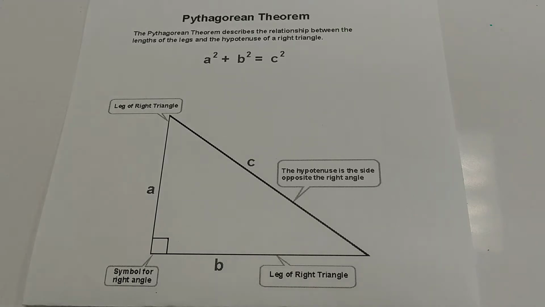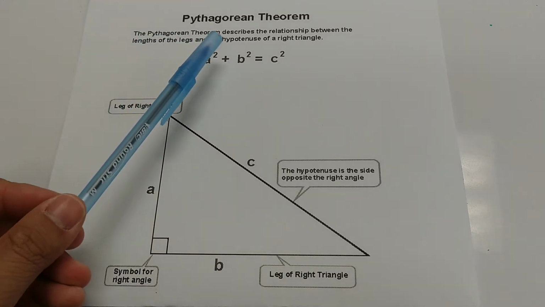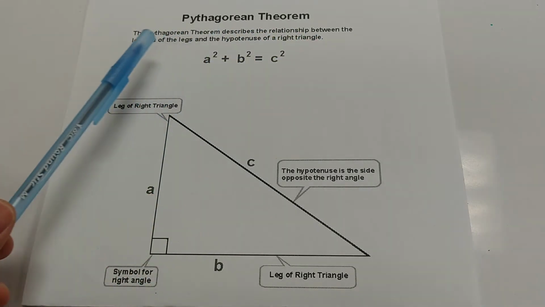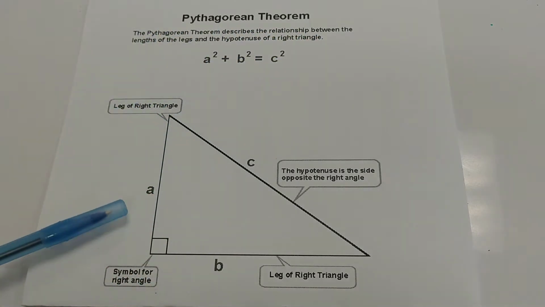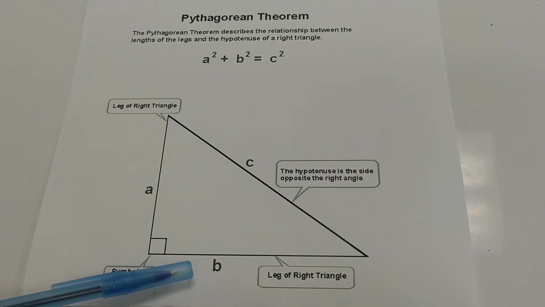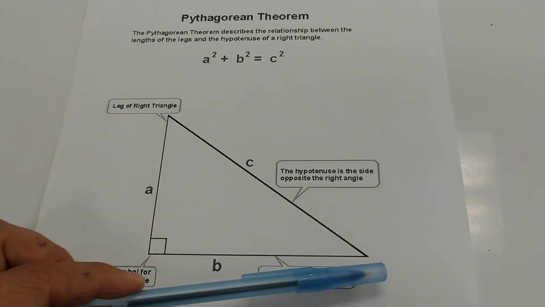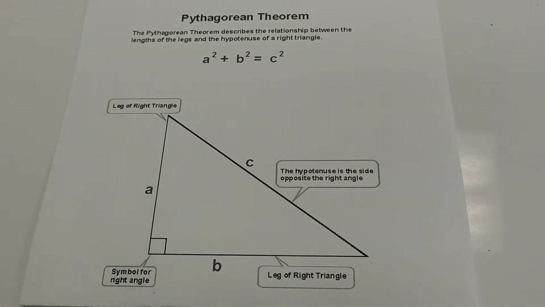Hello ladies and gentlemen, for this particular lesson we're going to be going over the Pythagorean theorem. Now, just a definition, the Pythagorean theorem describes the relationship between the lengths of the legs, which in this case are your A and B. So in a right triangle, first of all, it must be a right triangle for us to be able to apply the Pythagorean theorem. If you don't have a right triangle, then this theorem will not be applicable.